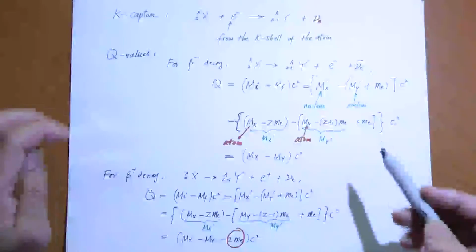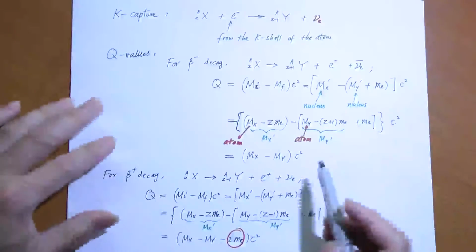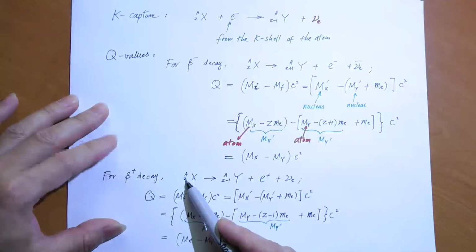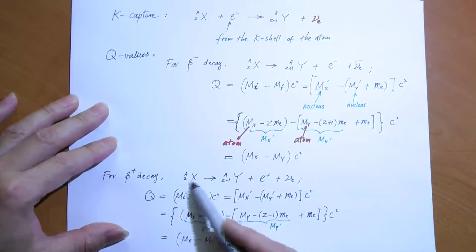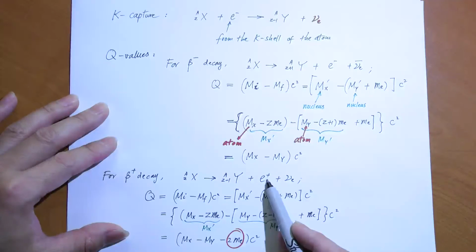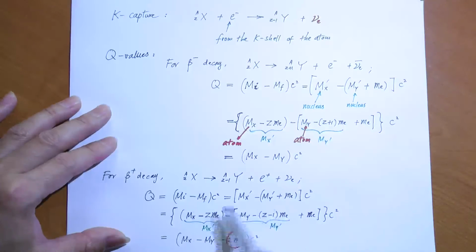That's for beta negative decay. But for beta positive decay, believe it or not, the answer is actually different. Here is the beta positive decay. So you start with this many protons, Z. You end up with Z minus 1, one less proton, plus a positron. And we can take a look at how this works.